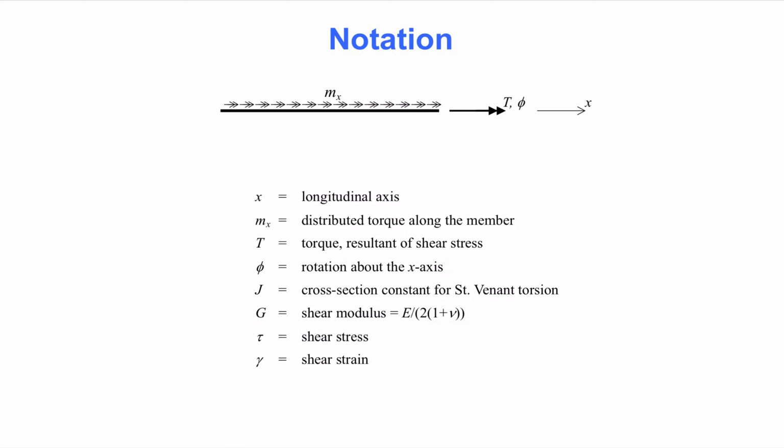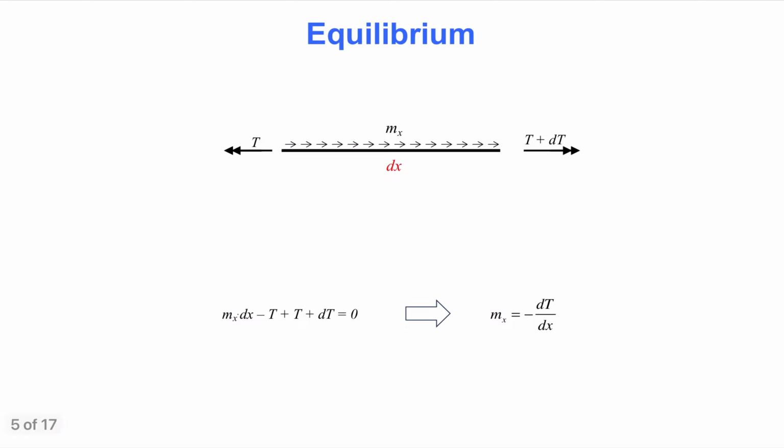Equilibrium is established by considering an infinitesimally short segment of the beam with length dx. The resultant torque from the distributed torque is Mx times dx. The torque, T, on the left-hand side cancels with the torque, T, on the right-hand side. Only the infinitesimal change in the torque remains. The result is that Mx equals minus dT over dx.